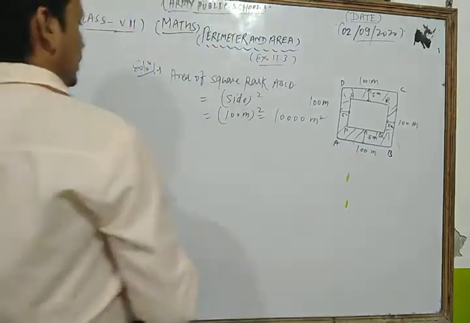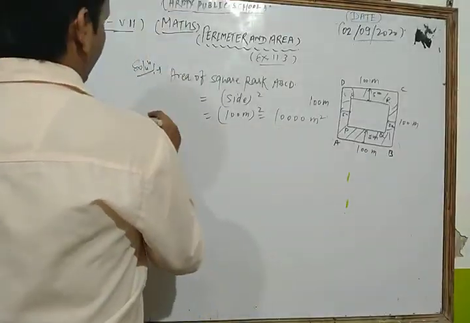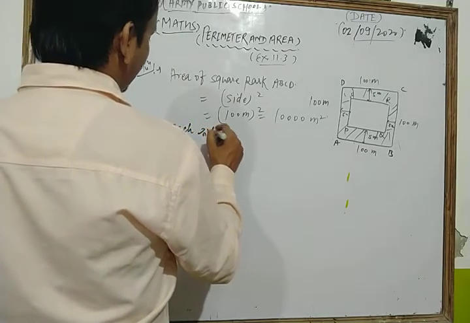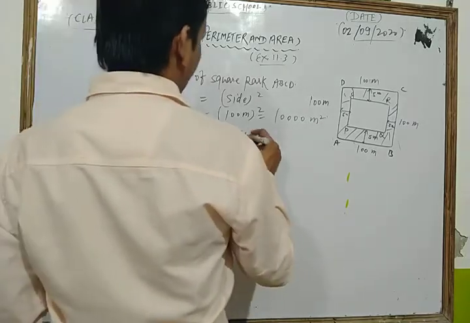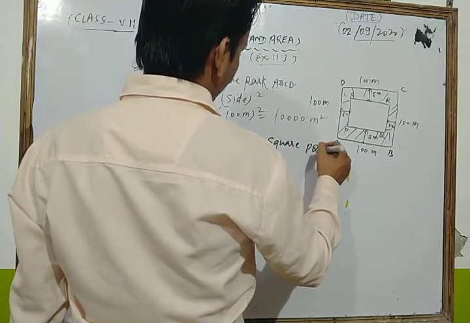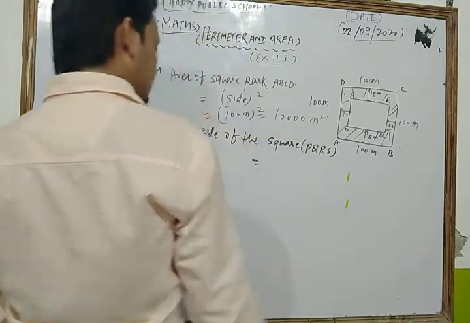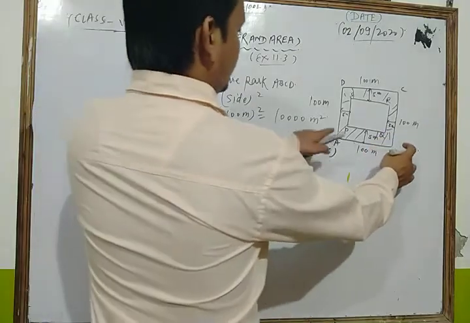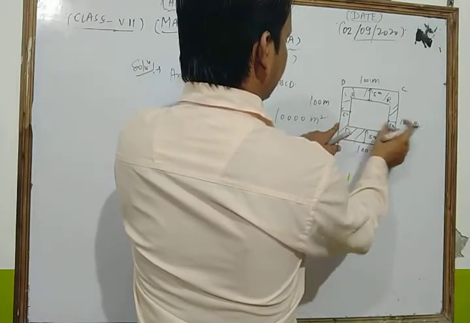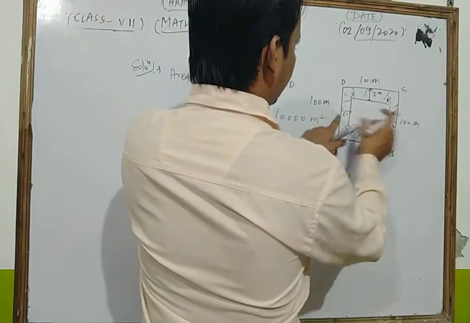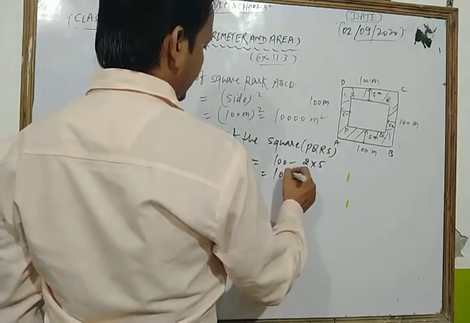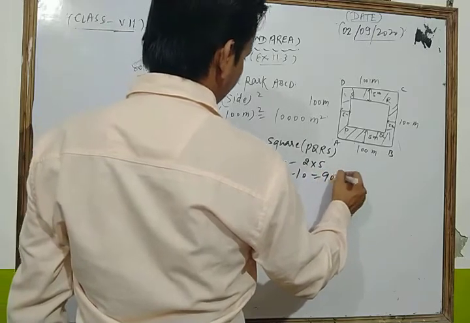Now let's see. Each side of square PQRS is equal to what? This is a total of 100. This is 5 meter on that side, 5 meter on that side. So we subtract them: minus 2 into 5. We get 100 minus 10, that is 90 meter.